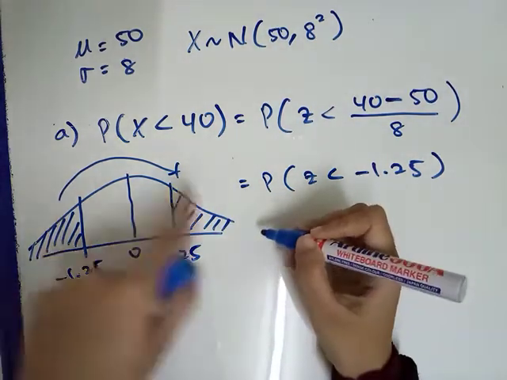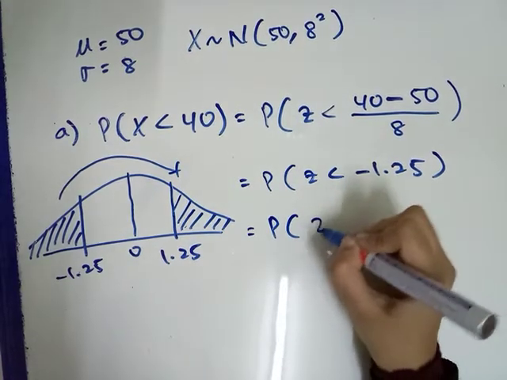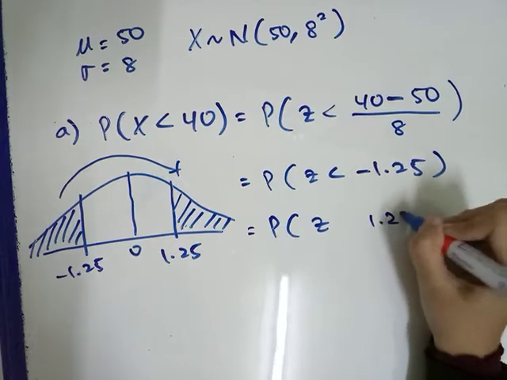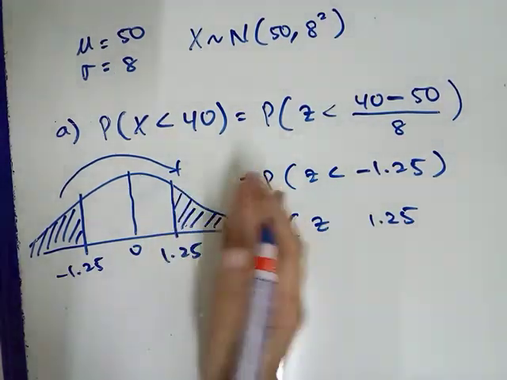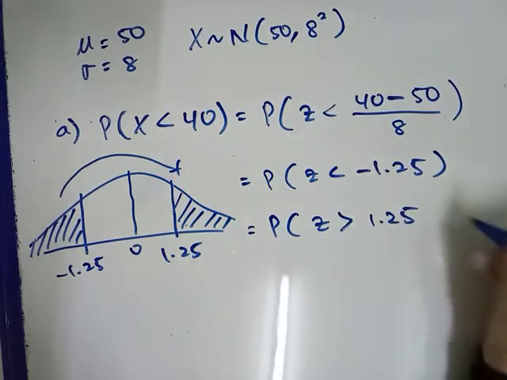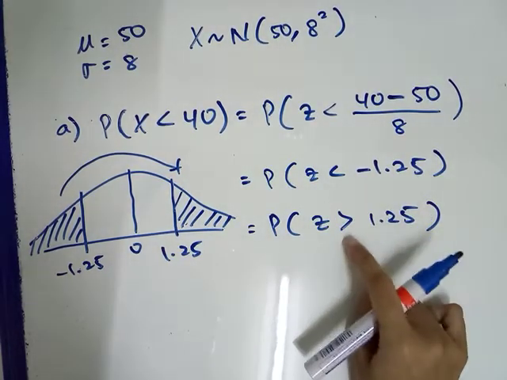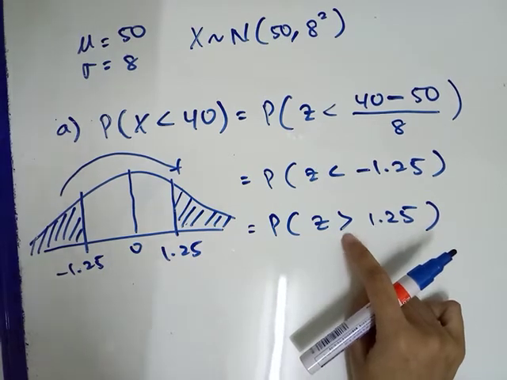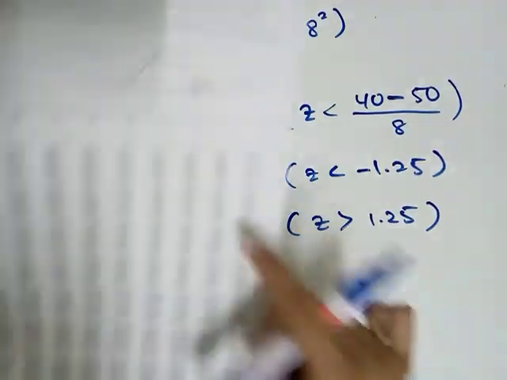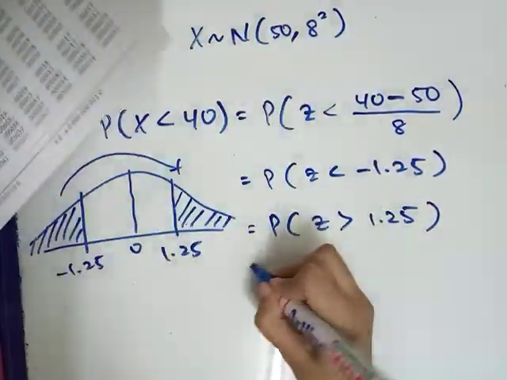So, bila awak dah change into positive, so probability Z, okay, 1.25. And then awak tengok area dia more than or less than 1.25. It is more than. So, sign dia akan berubah jadi more than. Okay. From less than to more than. Okay. Then, bila dah more than, okay, Z value in positive and then area pun dah duduk belah kanan, then we can find the probability.